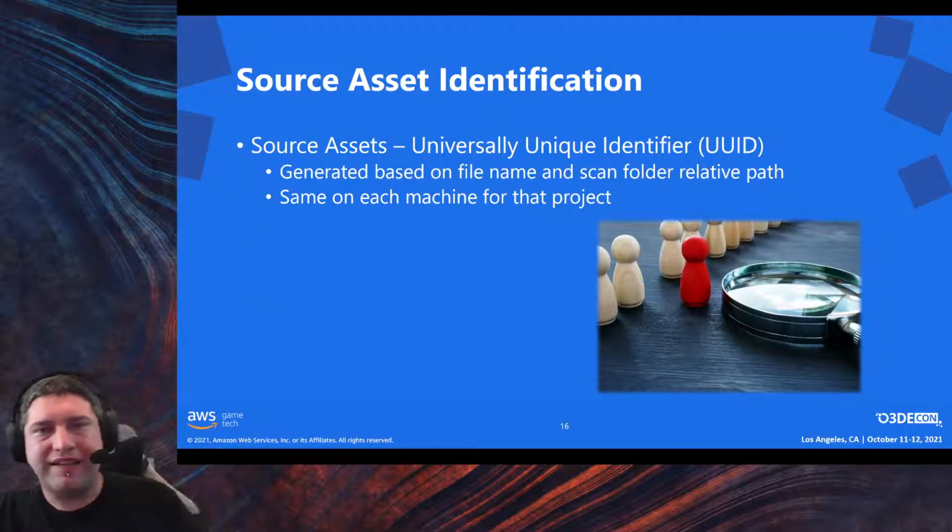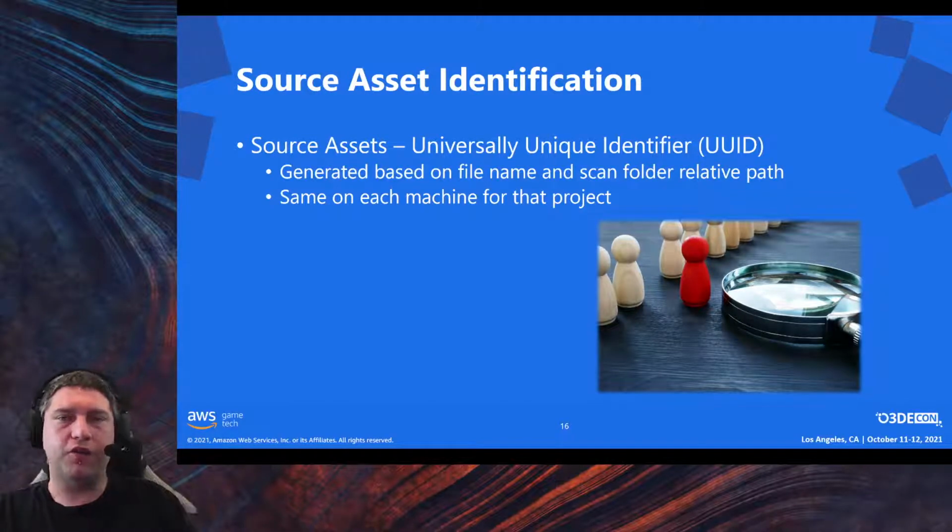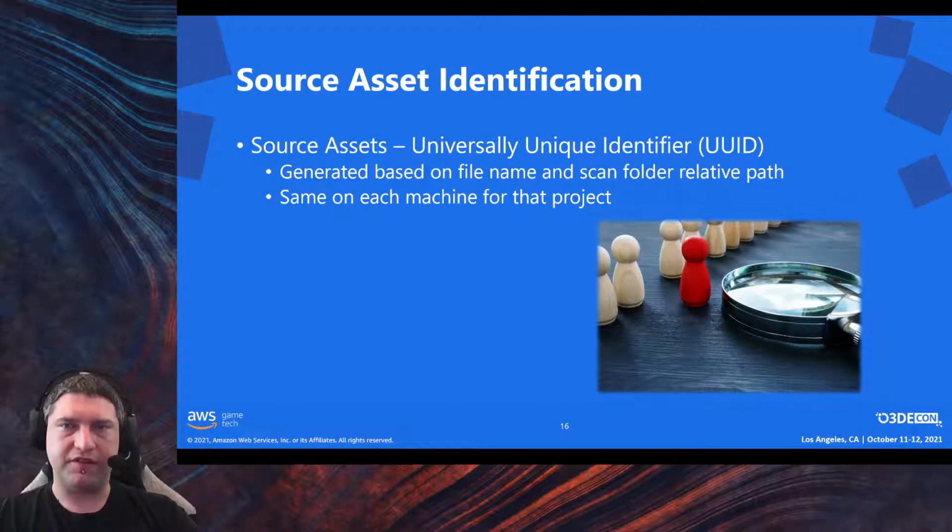Source assets are identified internally by what we call a universally unique identifier, a UUID. You'll also see GUID, globally unique identifier. These are interchangeable. This value is generated based on the file name and the relative path to the scan folder it lives in, and it'll be the same on each machine for your project for that reason, because you want to make sure that if I am working with you on a project, that dev-tan TIFF image, if I reference it by the UUID, it should resolve to the exact same image on your machine as on my machine.